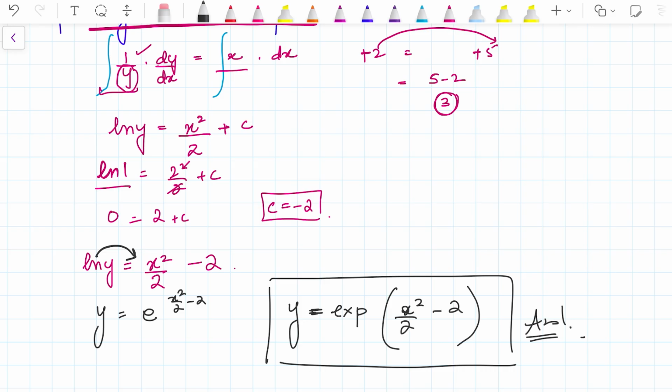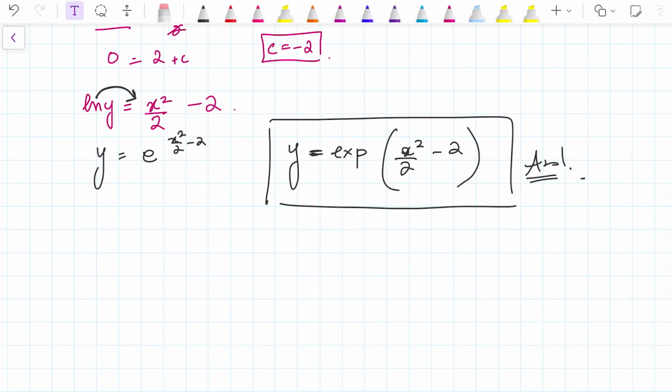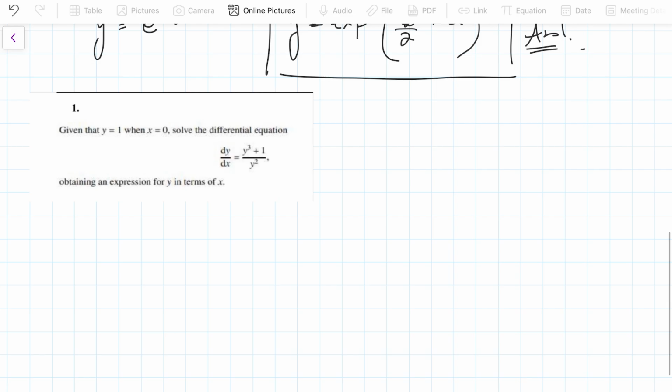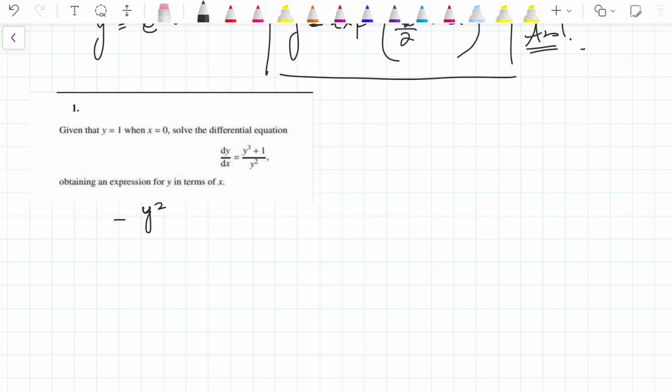Now, let's take up a past paper question. Given that y is equal to 1 when x is equal to 0, solve the differential equation. So we just have y here. Let's move all y's to one side where we have dy. Dy is very important because it means we're integrating with respect to this variable.